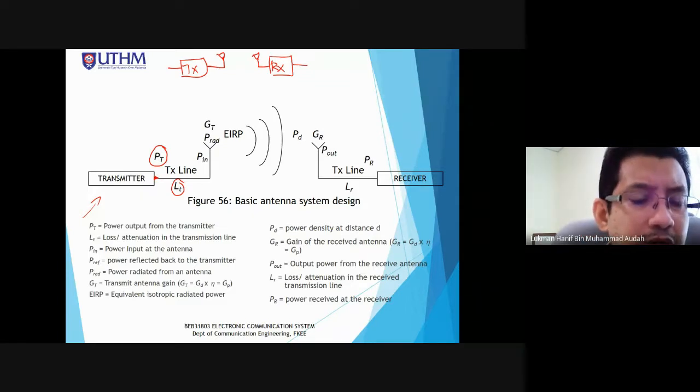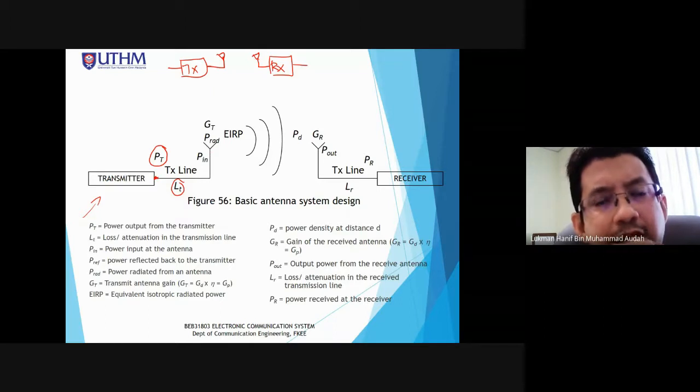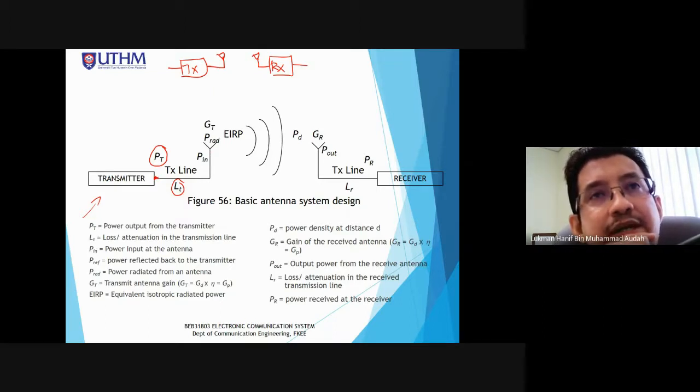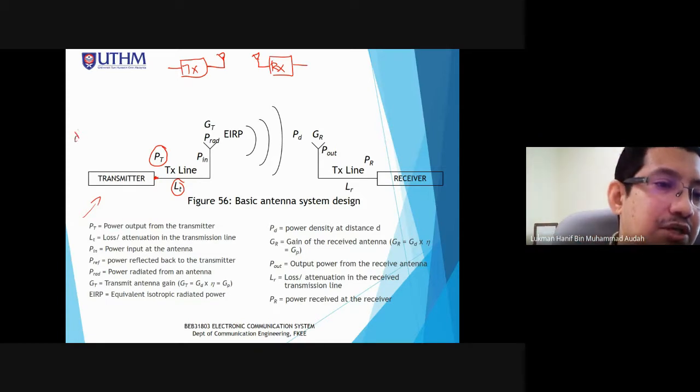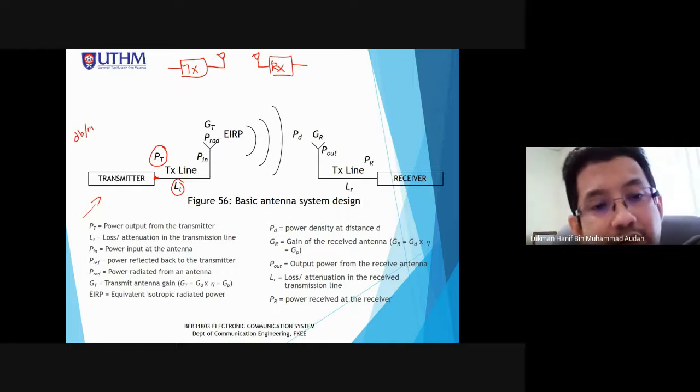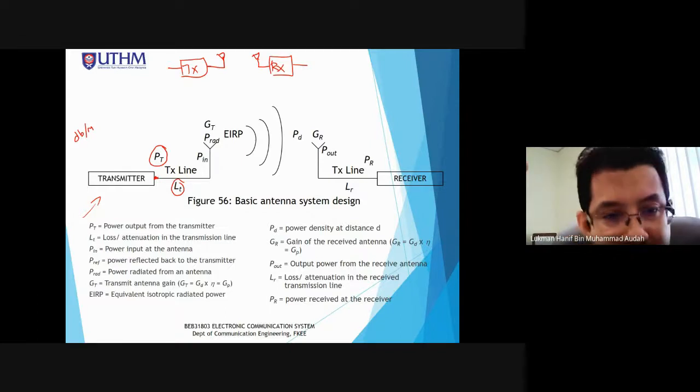So berlakulah losses sepanjang transmission line ini. Dan dalam exam kita biasanya memberikan losses ini berdasarkan decibel per meter. Okay, biasanya kita berikan dalam sebutan dB per meter. Dan dia bergantung kepada panjang transmission line ini. So lagi panjang dia punya transmission line, lagi besar dia punya losses.